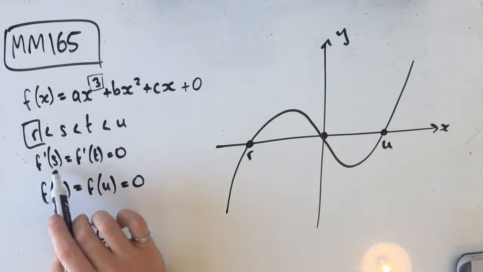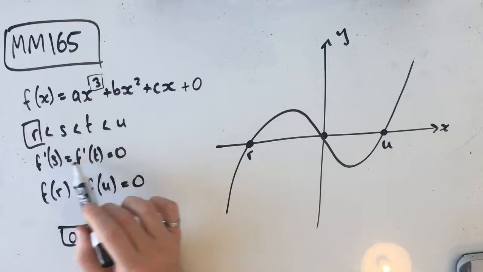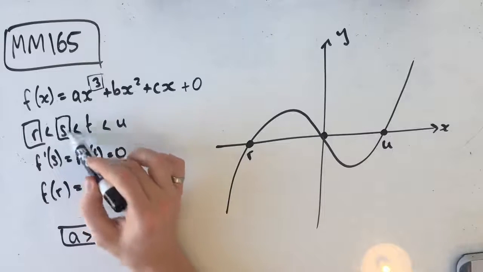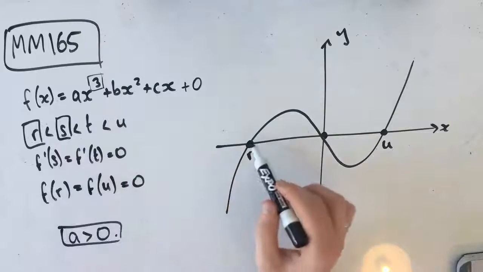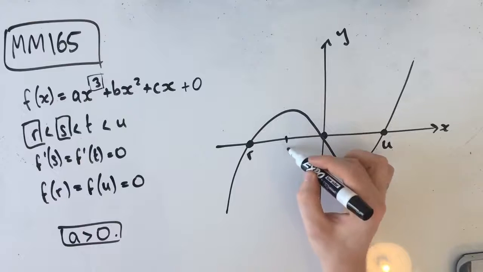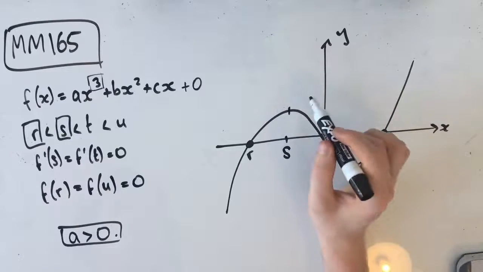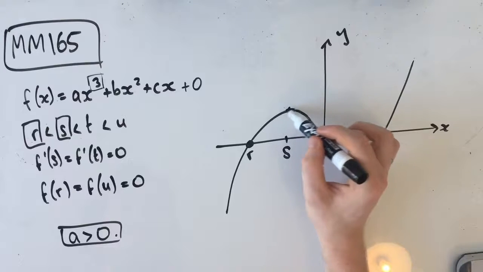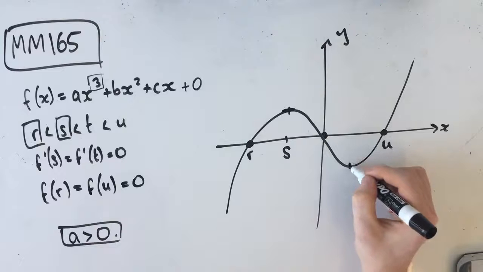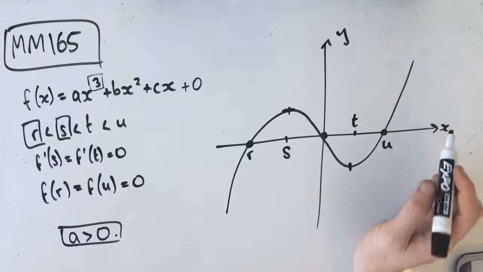f dash of s equals 0, which means that our gradient at x equals s is 0. s is our next x value along the chain, and it's smaller than t, which means that this value here is actually going to be s, and our gradient is 0 at this point, okay? Same as f dash of t. So we know that this is a turning point here, which means that this x value has to be t.